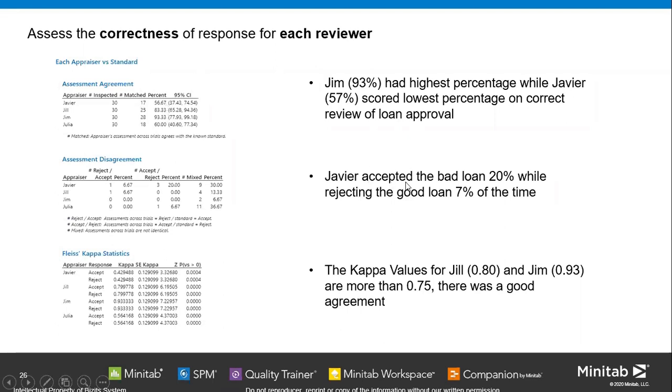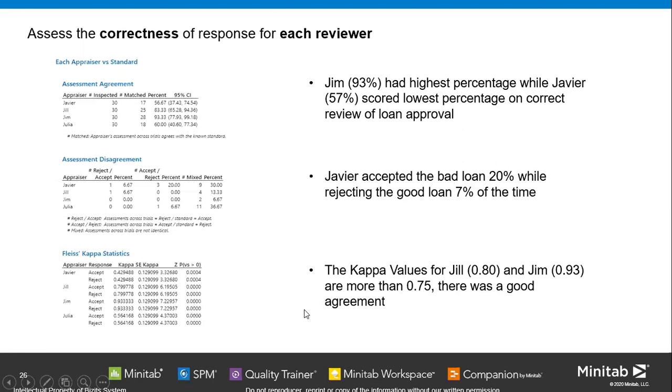Okay, and then Javier accepted the bad loan 20% of the time, while rejecting the good loan 70% of the time. So you can see that here is the assessment disagreement. And then the kappa for Jill is 0.8. Okay, so there is good agreement for Jill and Jim, between the reviewer and the standard.